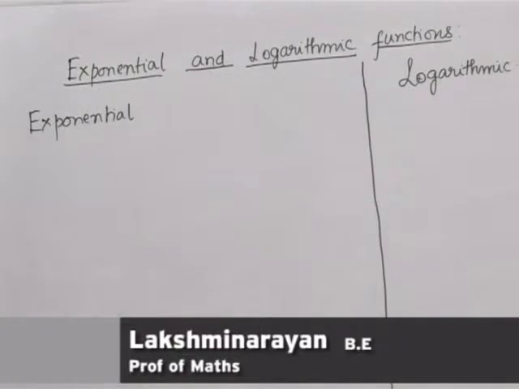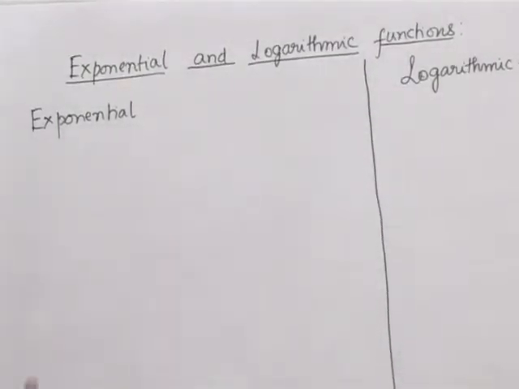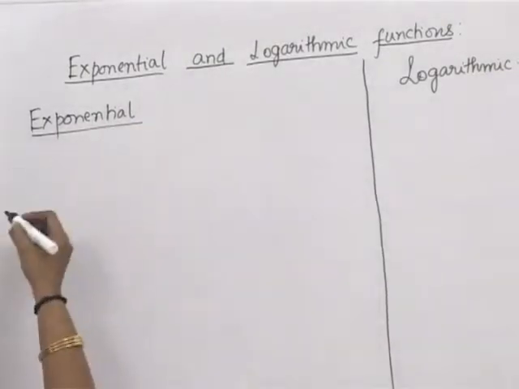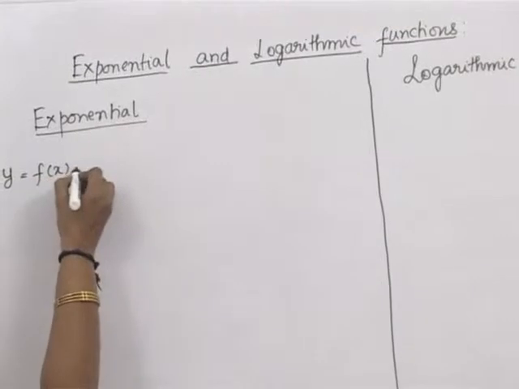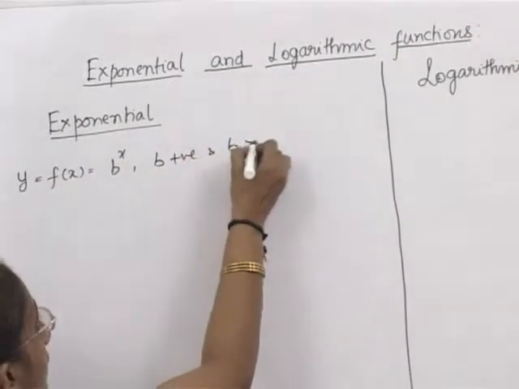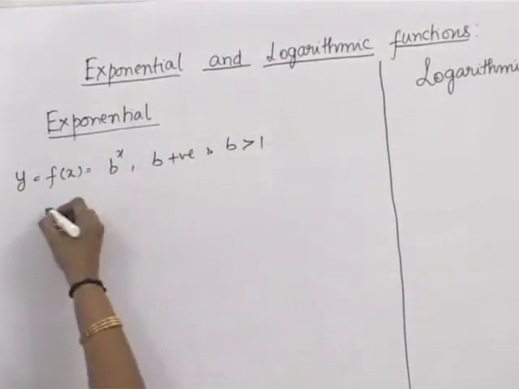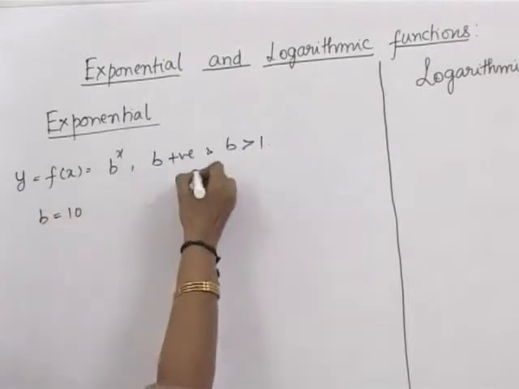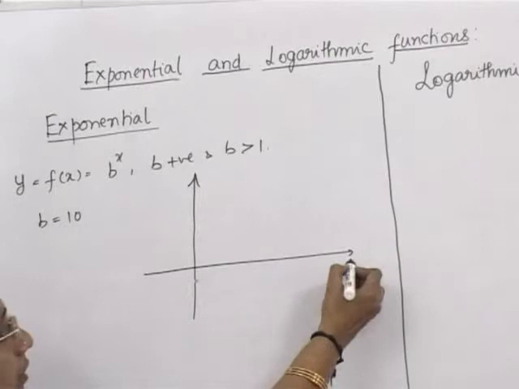Now here we will be discussing exponential and logarithmic functions. Let's first discuss exponential functions. Now y, which is equal to a function of x, is equal to b power x, where b is positive and b is greater than 1, is called an exponential function. Now if b is equal to 10, we will have a graph like this for f of x.